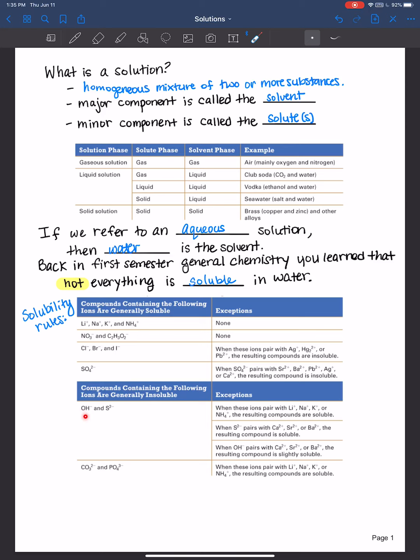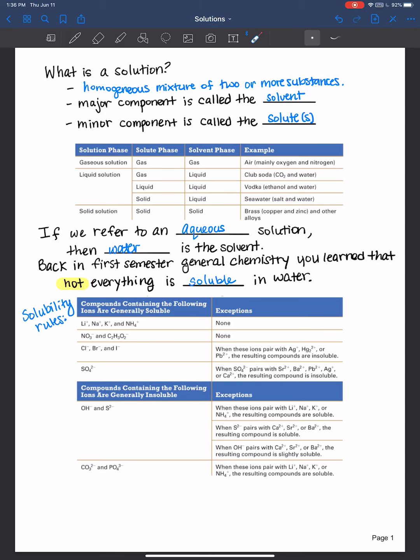Now, compounds that are generally insoluble are hydroxides and sulfides, except when these ions pair with lithium, sodium, potassium and ammonium, they are soluble. And we remember that from this rule up here, that those cations, when they form salts, are soluble in water. When sulfide pairs with calcium, strontium, and barium, the resulting compound is soluble. And when hydroxide pairs with calcium, strontium, and barium, the resulting compound is slightly soluble. Slightly soluble means that less than 50% goes into solution.